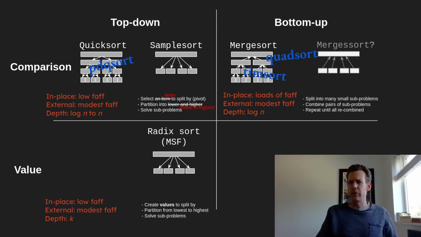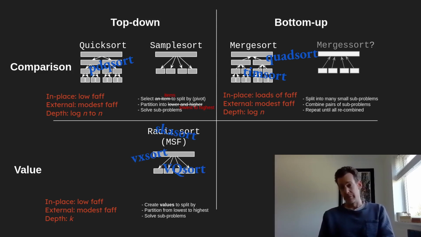Value-based merge sort, I couldn't think of how you would do that differently from a regular merge sort, other than you can use bitwise ops, which is probably what quad sort did. Implementations of radix sort, however, there are loads. So there is a scar sort, there is vx sort and vq sort. The v's are for vectorized, so all of those are just trying to use SIMD operations. That's like your AVX or your SSE instructions.